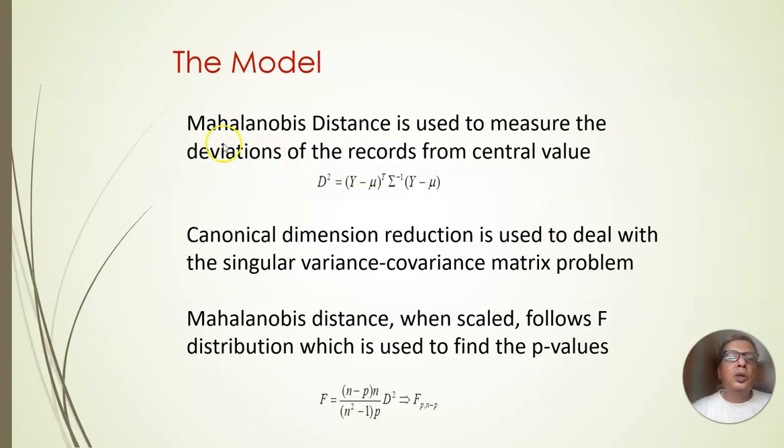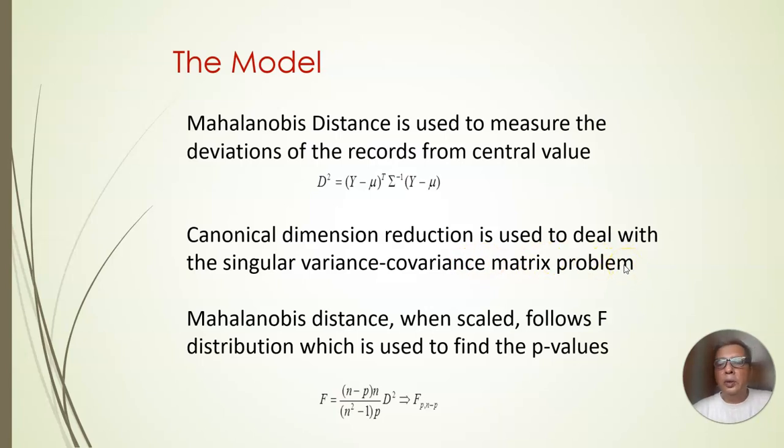Something about the model. For outlier detection I used Mahalanobis distance, which says d square equals y minus mu transpose sigma inverse y minus mu, where y is the matrix of the input records, mu is the mean value, and sigma is the variance covariance matrix. The problem with Mahalanobis distance is that in many cases sigma turns out to be singular and no sigma inverse is possible. So canonical dimension reduction is used to deal with the singular variance covariance matrix problem.